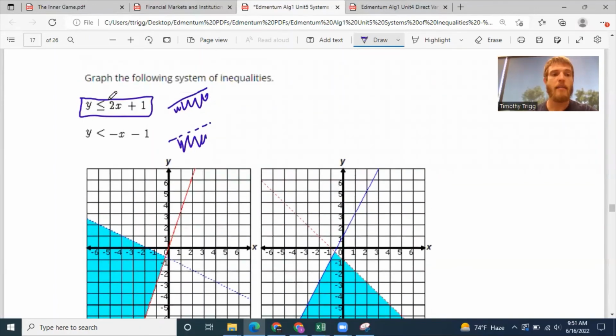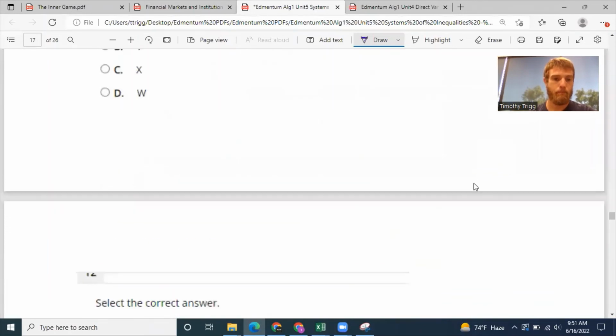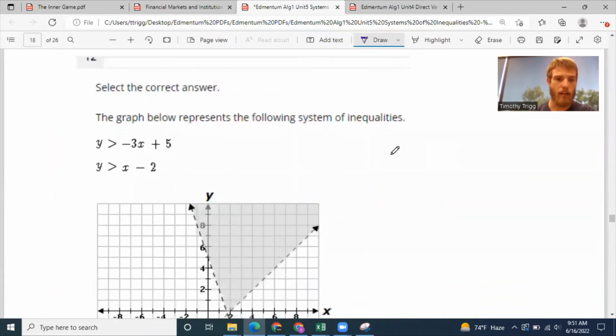Keep in mind that for this first line, the slope is 2, right? So that's the same as rise 2, run 1. This one has a slope of -1, essentially. So you'd go down 1 over 1. Hopefully you know how to graph lines at this point.